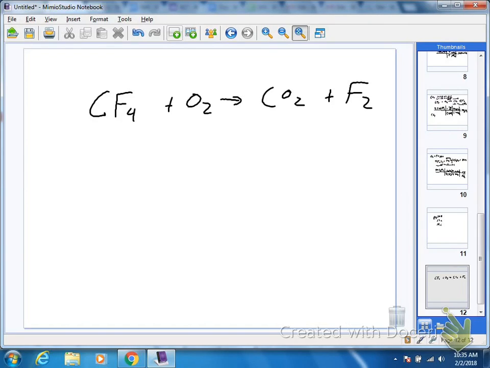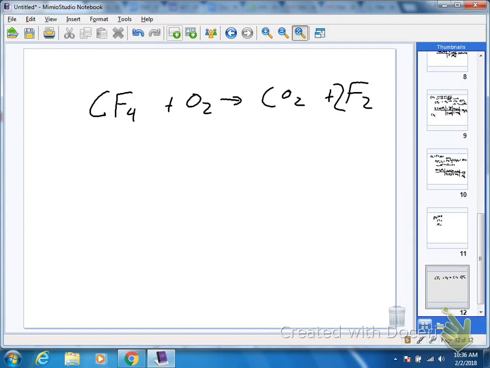Okay, first thing we have to do is balance. You just put a 2 in front of F2 to balance. Right? Next thing is, I like to use my equation.